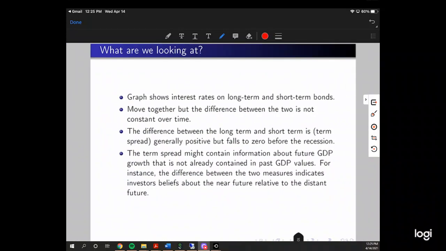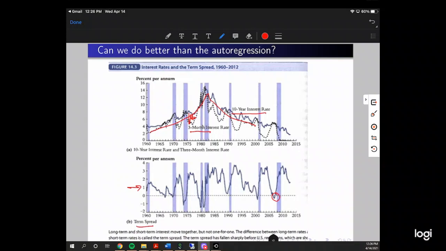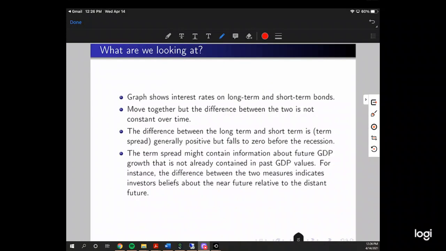So the difference between the long and short term is generally positive but falls to 0 before the recession. So the recession was in 2008. Right here they're talking about. The term spread might contain information about future GDP growth that is not already contained in past GDP values. For instance, the difference between the two measures indicates investors' beliefs about near future relative to the distant future.